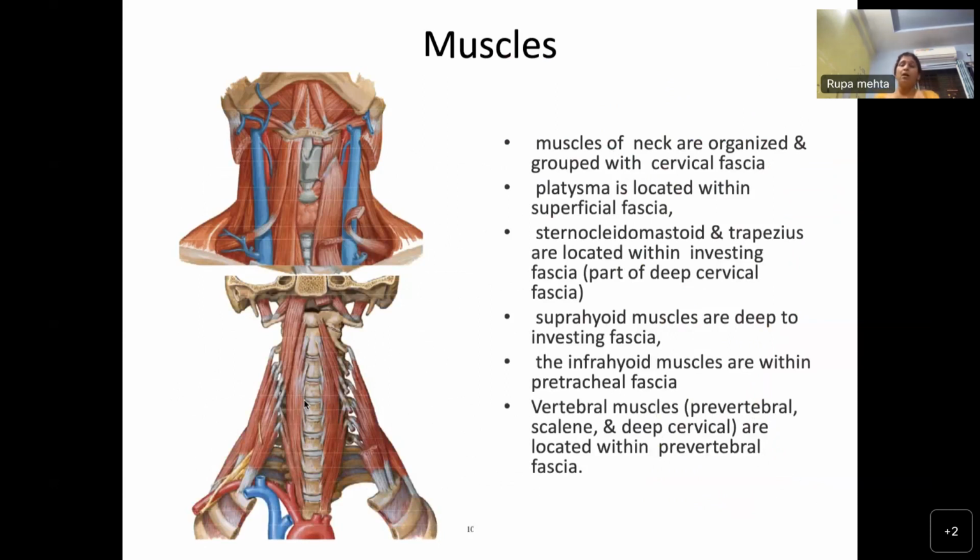Now, muscles. A lot of muscles are there in the neck: in the anterior neck, in the lateral neck, in the posterior neck. So the muscles of the neck are also grouped with the layers of cervical fascia. For example, the platysma is invested within the superficial fascia. Then sternocleidomastoid and trapezius are located within the investing layer of deep cervical fascia. Suprahyoid muscles are deep to the investing fascia. Infrahyoid muscles are within the pretracheal fascia. Vertebral muscles are located within the prevertebral fascia. So wherever we operate, we find that fascial layers make the surgery very easy. You have a defined route and a defined way of doing things. It all happens because of the fascial arrangements.